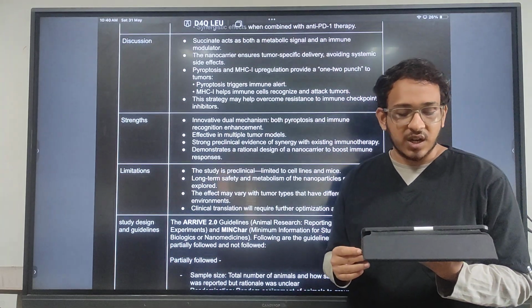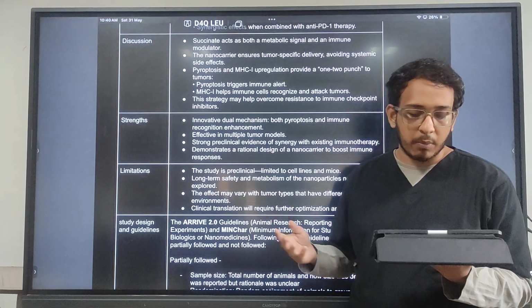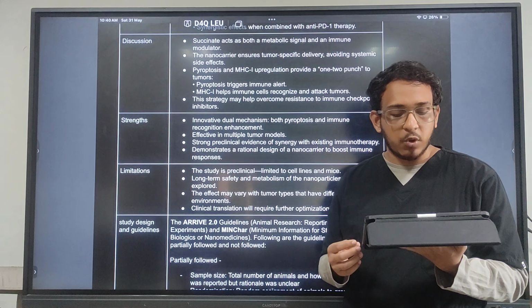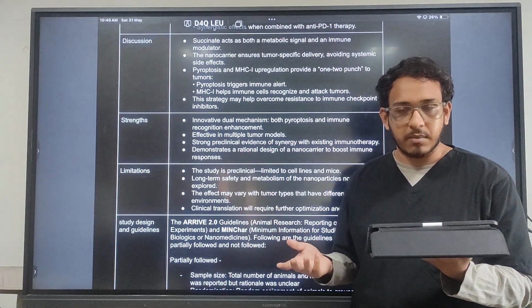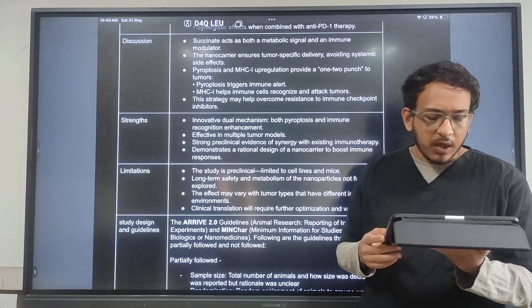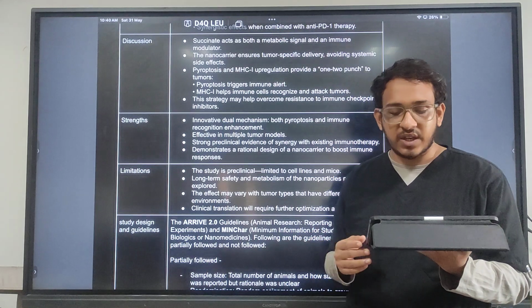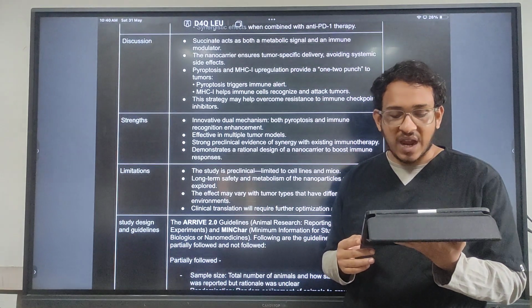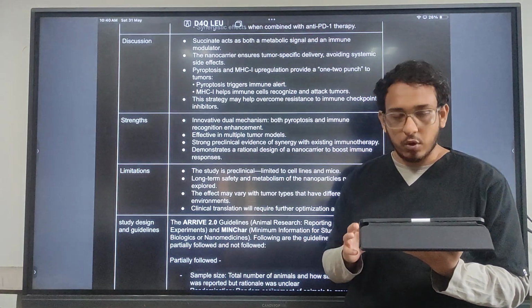So the strengths of this study: it is an innovative dual mechanism, both pyroptosis and immune recognition enhancement. It is effective in multiple tumor models, as studied in colon carcinoma and melanoma. Also, strong preclinical evidence of synergy with existing immunotherapy was seen, and it also demonstrates a rational design for a nanocarrier material to boost the immune responses.